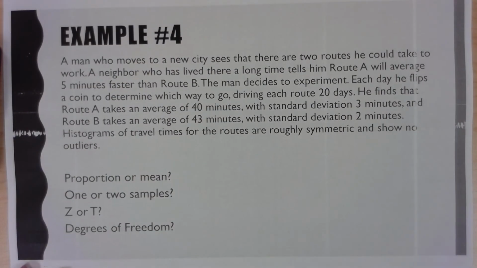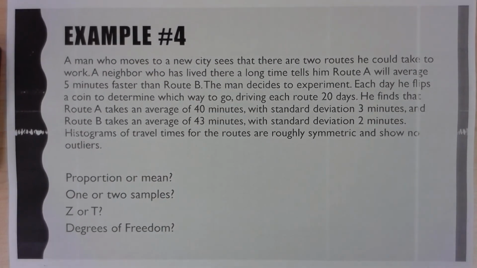All right, let's take a look at example 4. Example 4 says a man who moves to a new city sees that there are 2 routes he could take to work. A neighbor who has lived there a long time tells him route A will average 5 minutes faster than route B. The man decides to experiment.